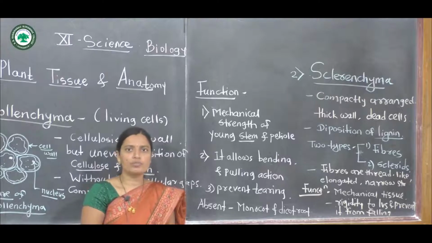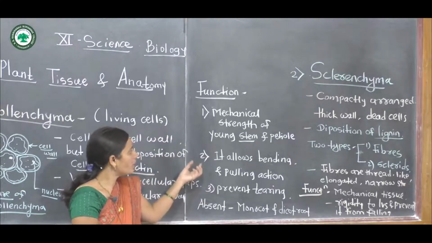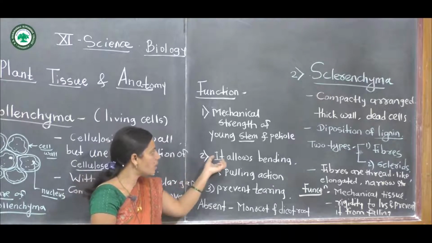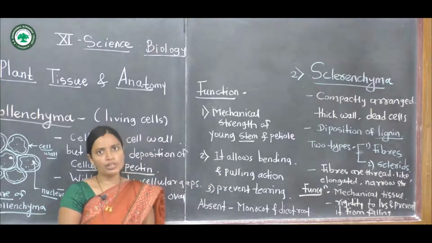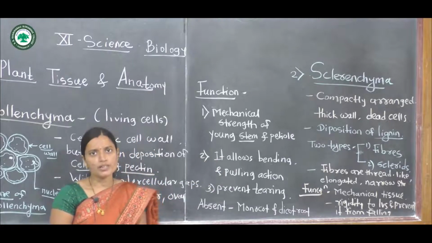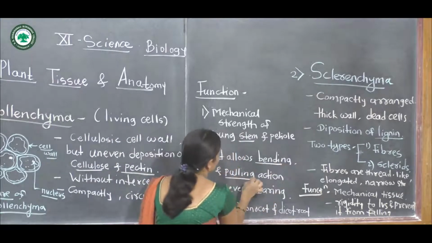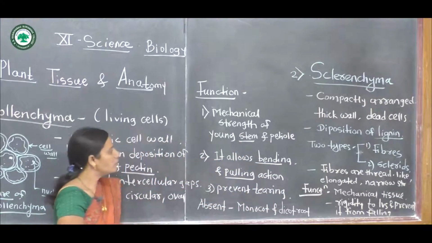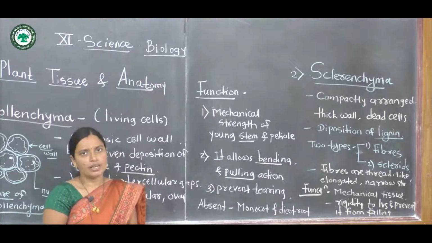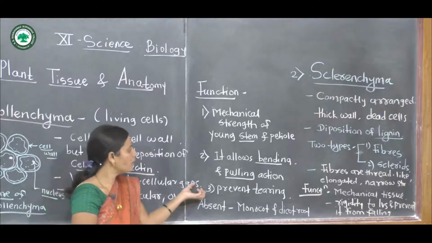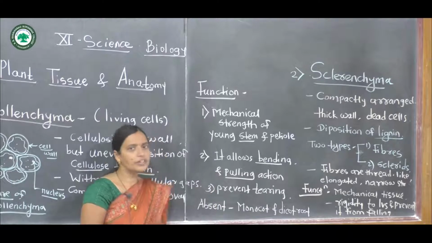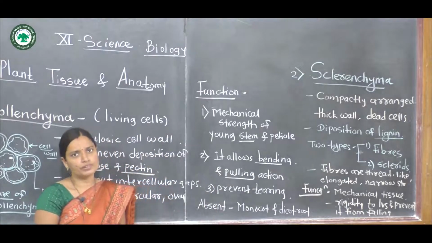The next function of collenchyma: it also allows the bending and pulling action of the plant. Another important function of collenchyma is that it prevents tearing of leaves.